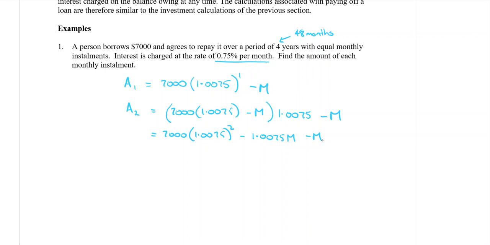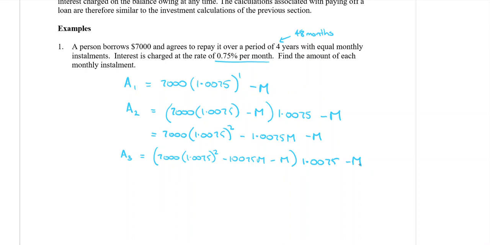Often I would only do 1 or 2. I might even stop there and get my trend from there, because it's our first one. Let's do the third one, just for practice. A3, we would start with 7,000 times 1.0075 to the power of 2 minus 1.0075 M minus M. Then all of that has to get multiplied by the interest rate again, which is 1.0075. And then you would subtract off yet another repayment.